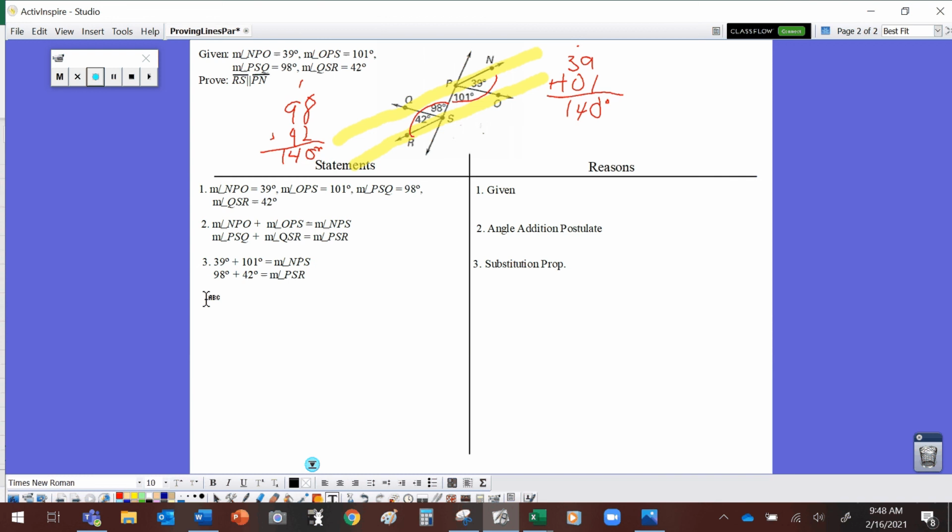Okay, now let's clean this up a little bit. What happens when I add those two together? Well, if I do 39 plus 101, we said that that's 140 degrees. And that's equal to the measure of angle NPS.